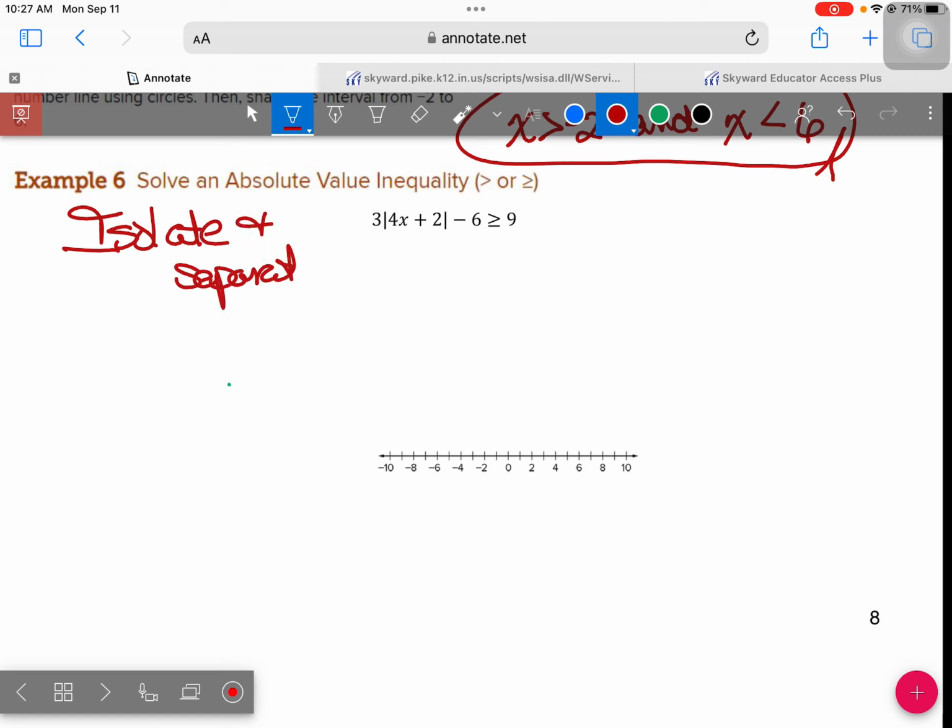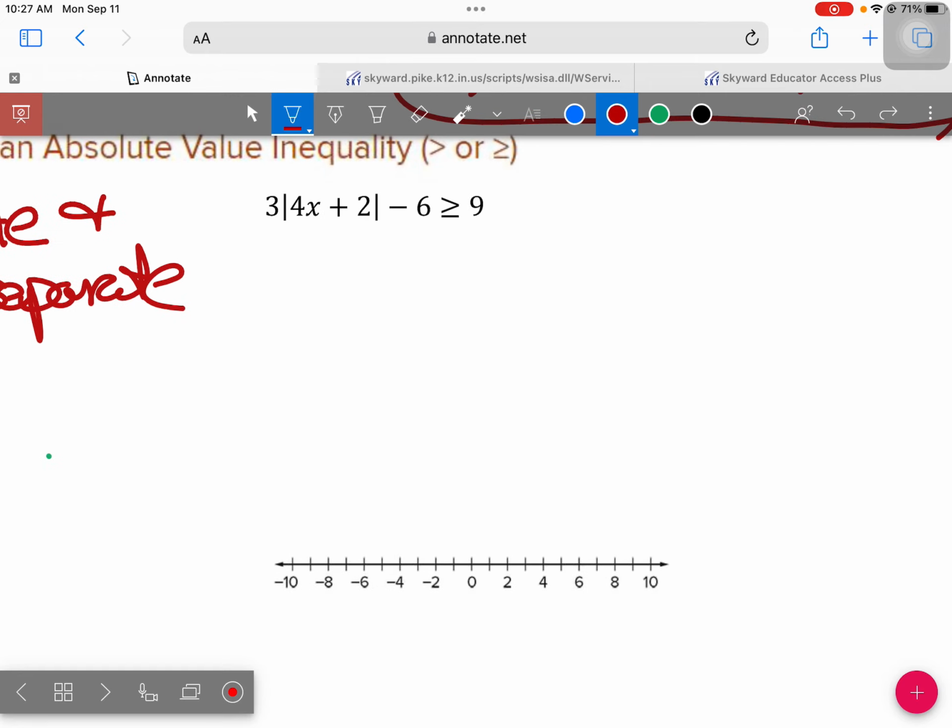3 times the absolute value of 4x plus 2 is greater than or equal to 15. Now it's being multiplied. We do not distribute with absolute values. We do not distribute. So I divide by 3, divide by 3. I get the absolute value of 4x plus 2 is greater than or equal to 5. Now it is isolated. Now I separate into my two cases.